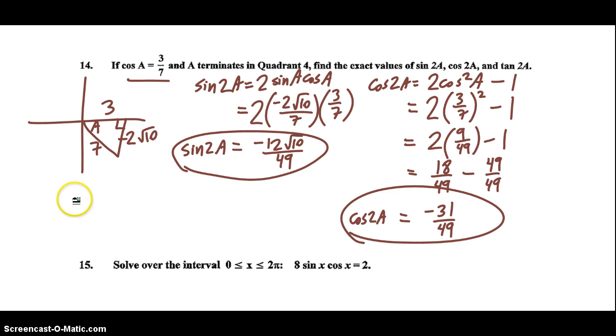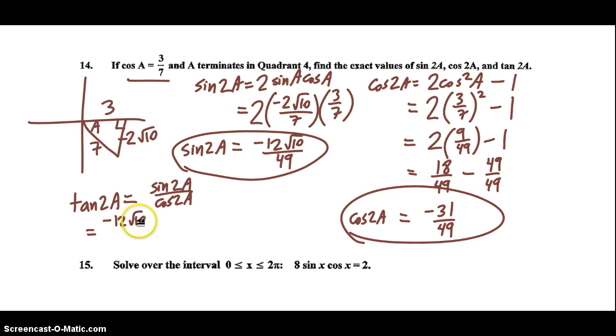Now, how do I get the tangent of 2a? Well, there is a formula for it. There's actually a couple. But if you do that, you end up with some wacky stuff. Remember that tangent of 2a is the same as sine of 2a divided by cosine of 2a. So you might as well use the answers you already have.